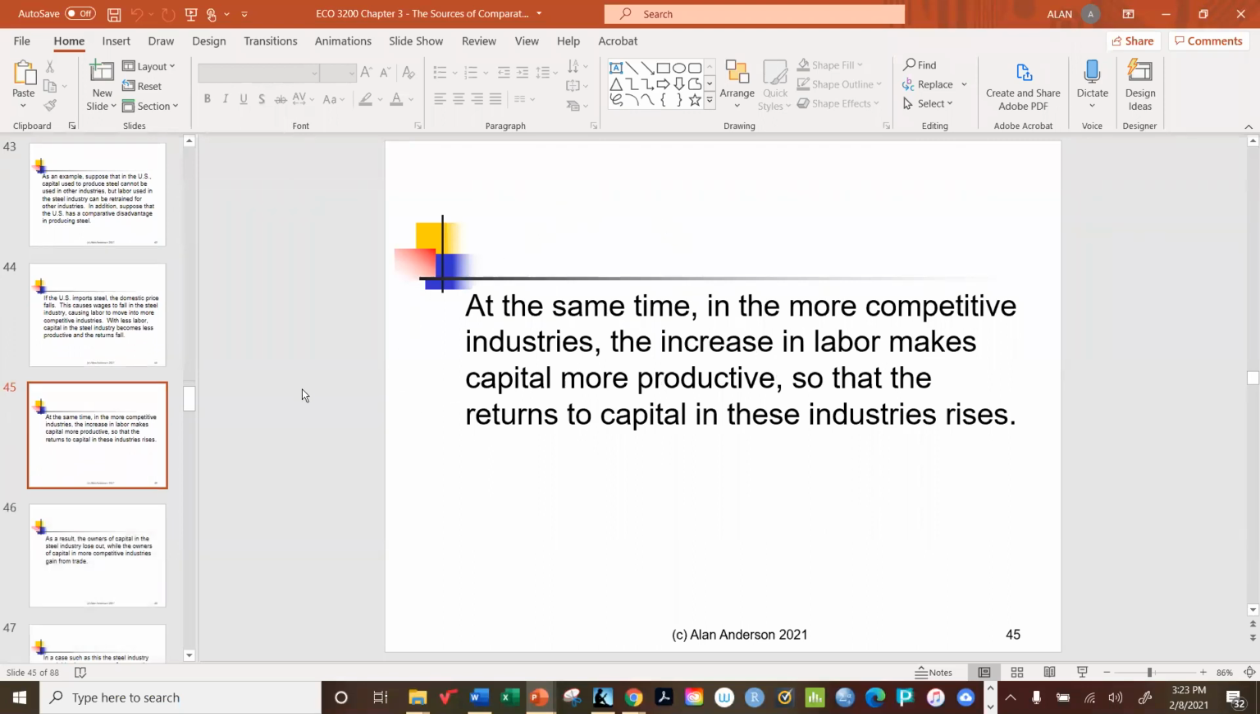But on the other hand, in the new industries, let's say the steel workers wound up in the software industry, that actually makes them more productive. So the returns to capital in these industries, where we're likely to have a comparative advantage, will go up.